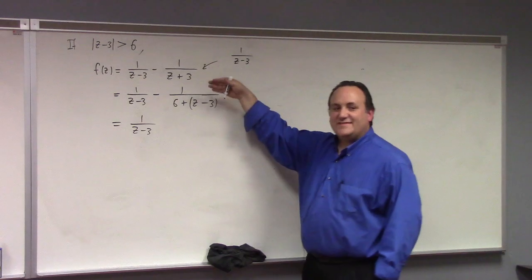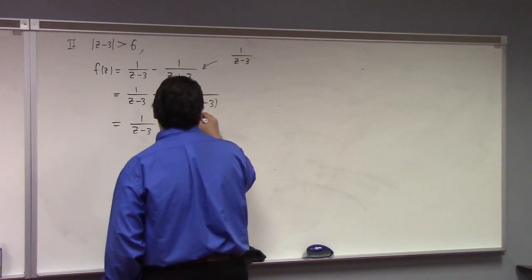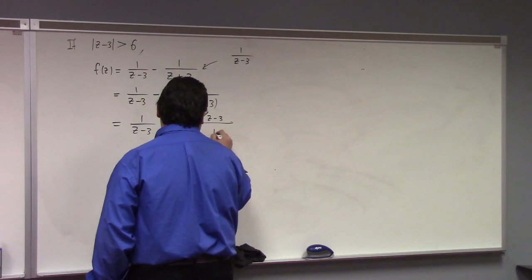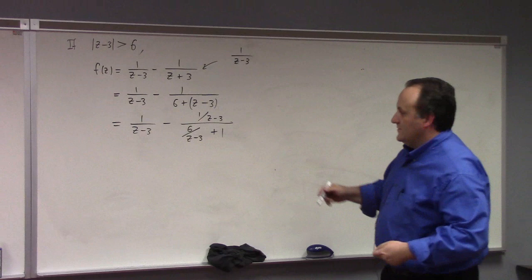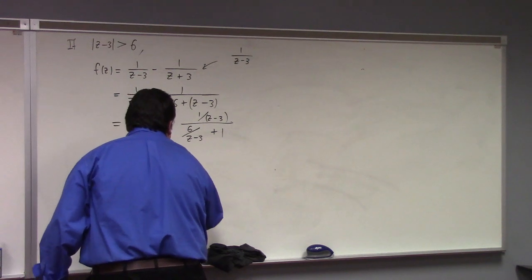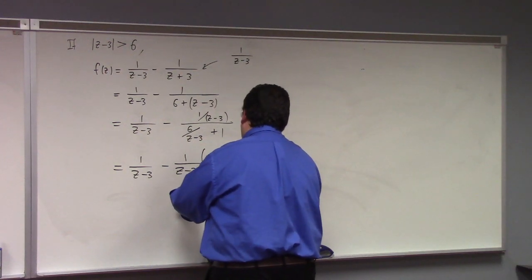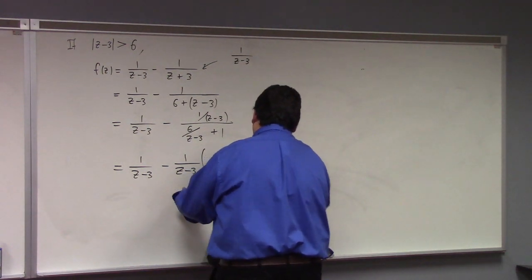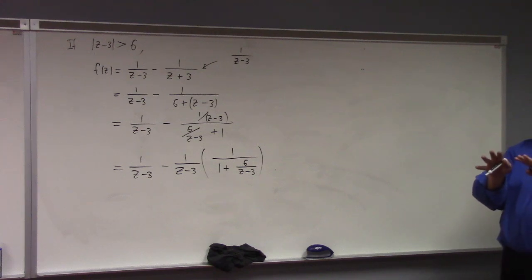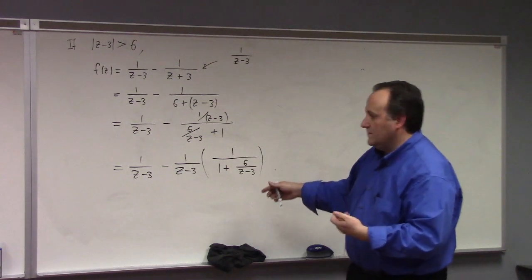You just divide the top and the bottom by z minus 3. That's all. So 1 over z minus 3 upstairs, and then 6 over z minus 3 downstairs, plus 1. Geometric! I can pull that out, and then I've just got 1 over 1 plus 6 divided by z minus 3. Thankfully I don't have to do what you were saying, though we could. And now it's geometric. And what is it?